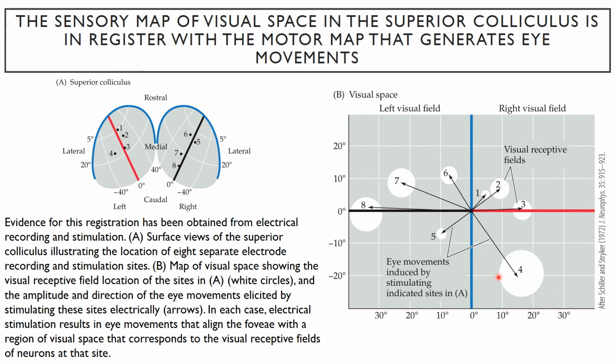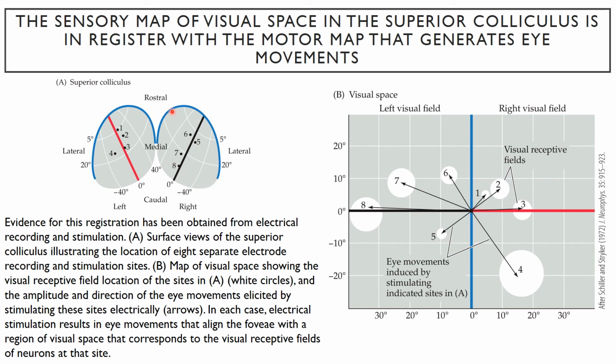And this is true for any of these parts. So let's go through number 2. This neuron has this receptive field, so any object appearing here will cause these neurons to fire. But if you tell the animal, okay, maintain your gaze here, and you stimulate it, the animal will automatically move his eyes to that part of the receptive field. The same is true for 3, same as for 4, and then you can do it to the other side.